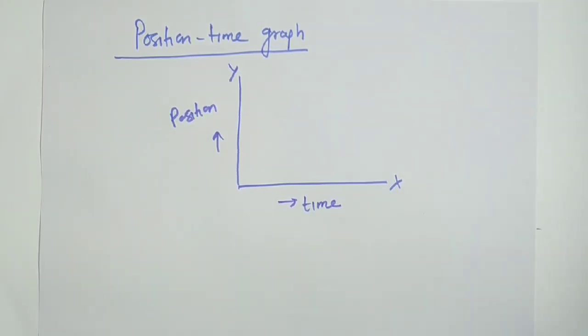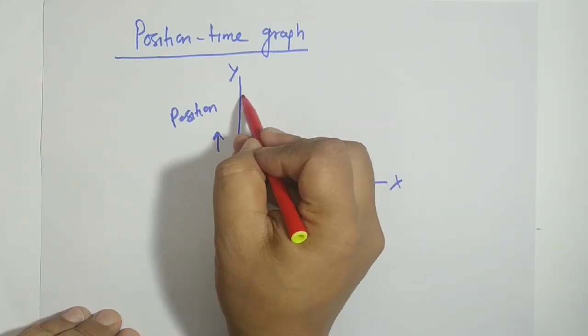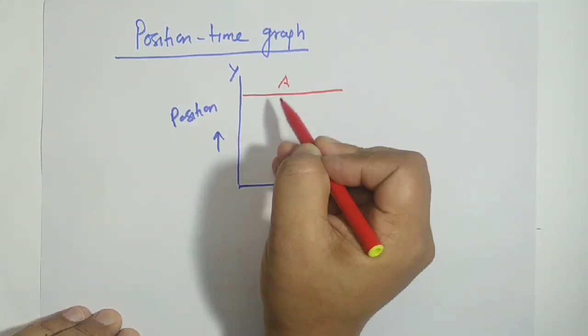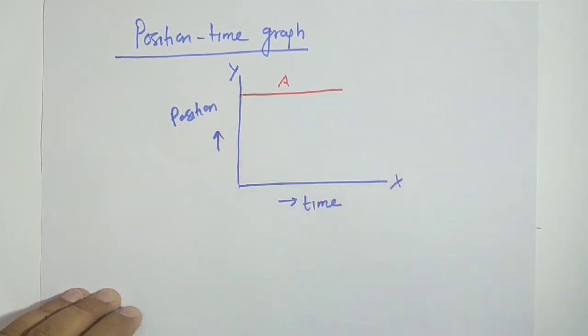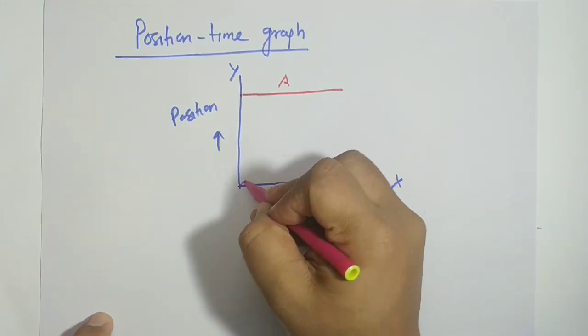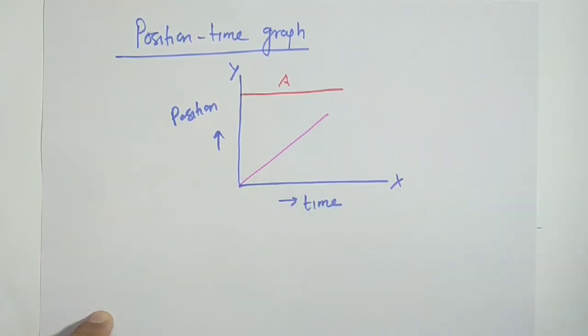Are you getting it? Now see here. This graph, say this is graph A. I think all of you know this graph represents a particle at rest. If I ask you what this graph represents, tell me, this graph represents what?